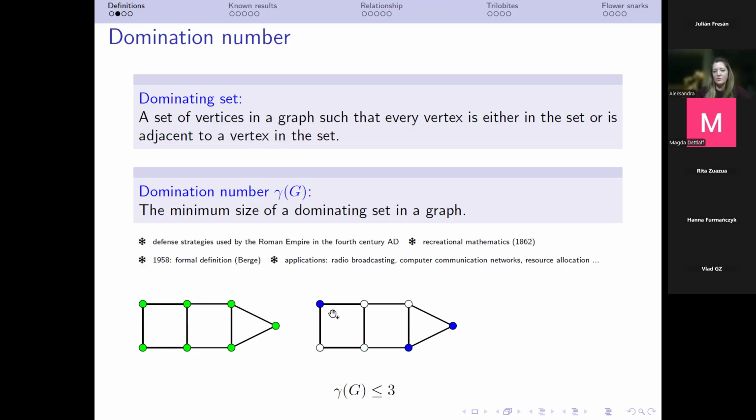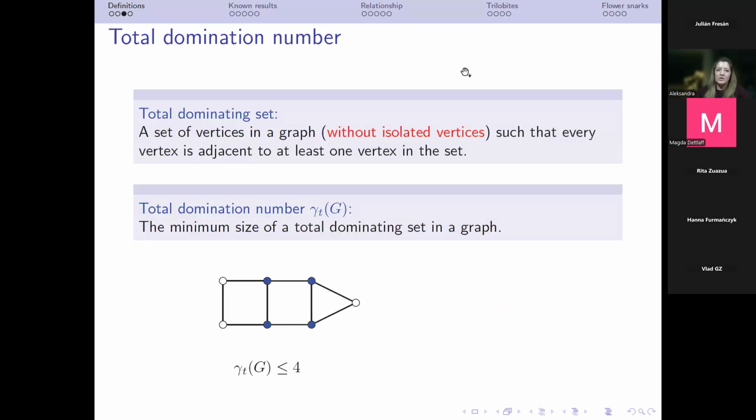So I said we are interested in the minimum size of a dominating set. For this graph, for instance, we see that this blue set of vertices is a dominating set. You can check that easily. So the domination number is at most 3, but we can dominate this graph with only 2 vertices. We cannot do it with 1, because in that case we would need a universal vertex which is connected to every other vertex in the graph. So gamma of this graph is 2.